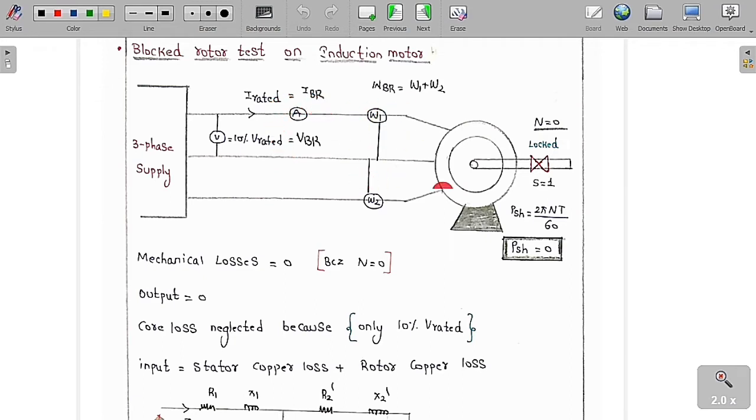Whatever power is consumed under this condition is called W1 plus W2. So the power consumed in this blocked rotor test is equal to W1 plus W2.